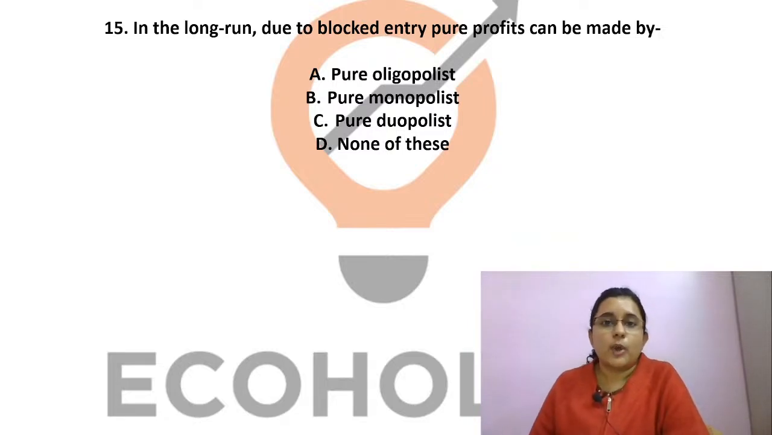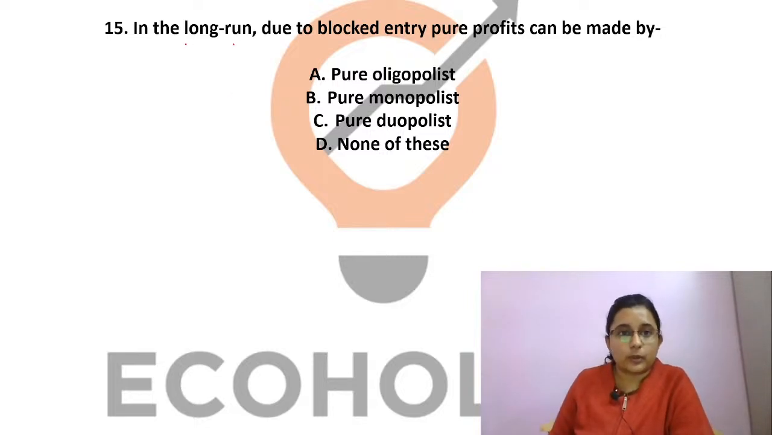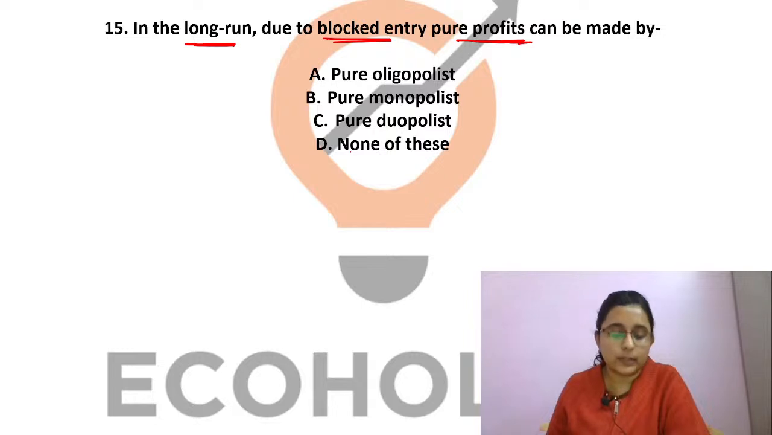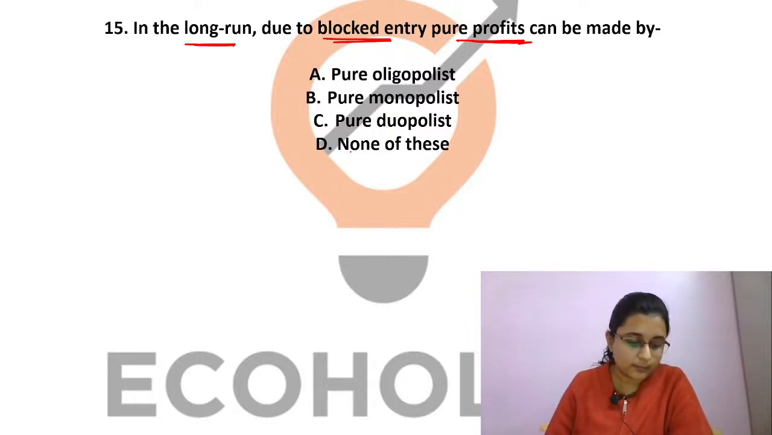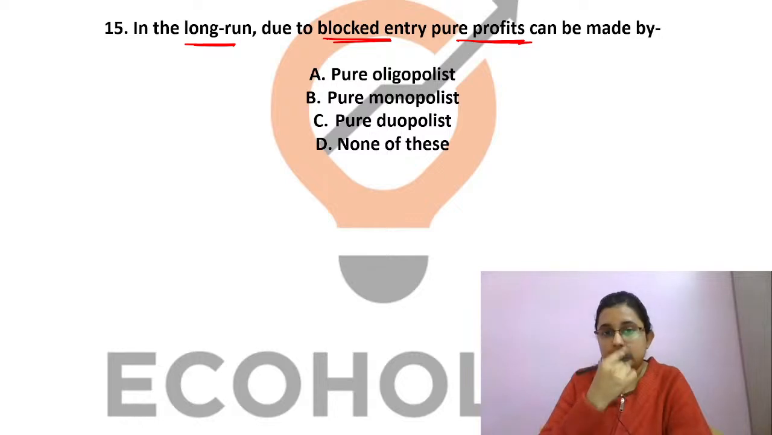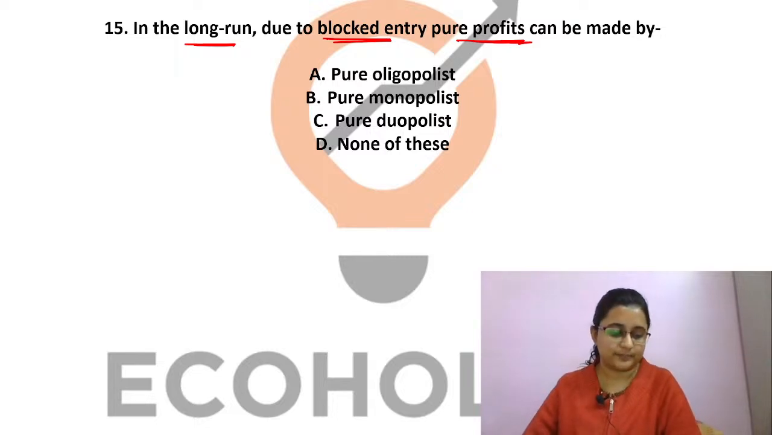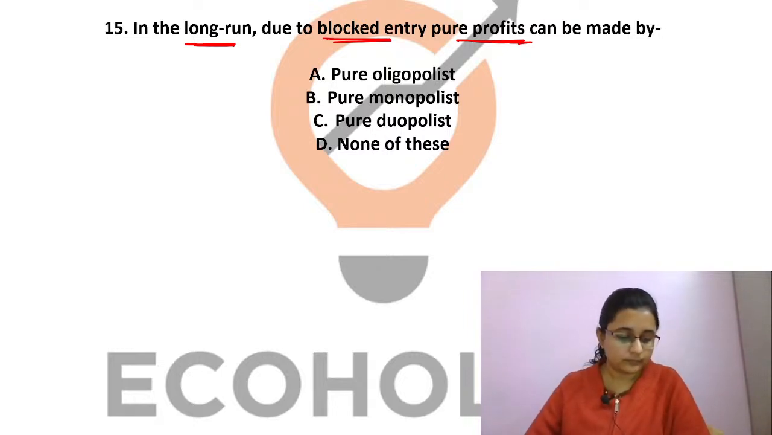In the long run, due to blocked entry, pure profit can be made by whom? Okay, we are talking about long run and the entry is blocked. So who can make pure profit? Pure oligopolist, pure monopolist, pure duopolist, none of these. It's a very easy question. We are talking about blocked entry. So many key terms are given to you in this question. Tell me, what will be the answer of this question?